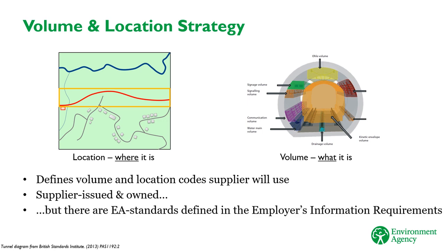There are EA-defined standards that need to be adhered to, though. These are defined in the Employer's Information Requirements. So when you're reviewing a volume and location strategy, it's always a good idea to refer to the latest version of the EIR to check it complies with the rules. Once a code has been defined, it'll stay live for the duration of the project. If a supplier wishes to use volume or location codes defined by another supplier in a previous stage, then that's fine.